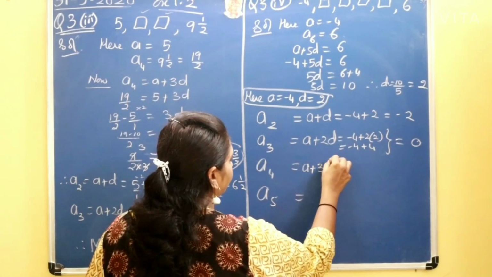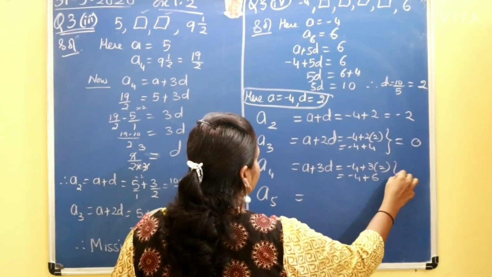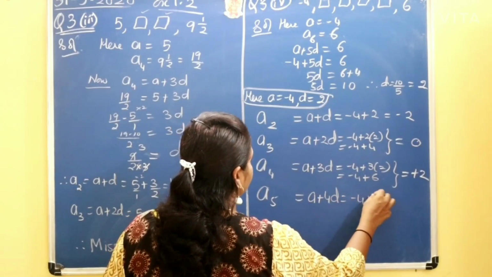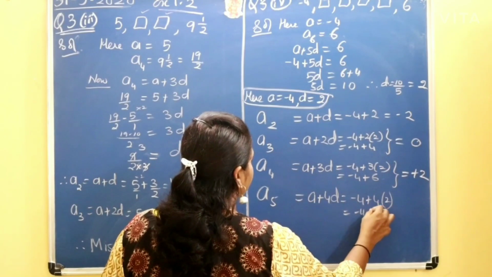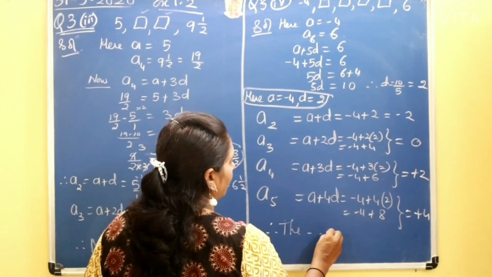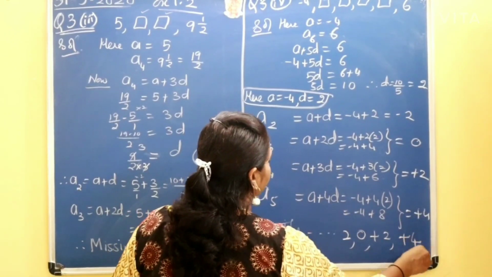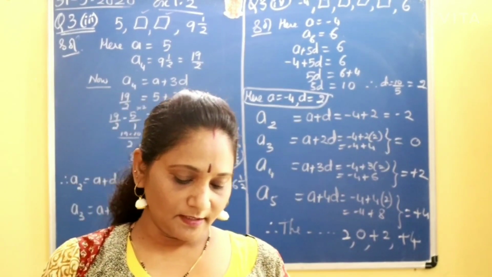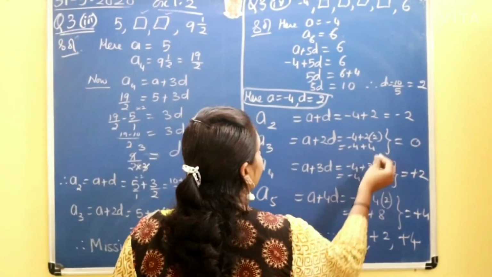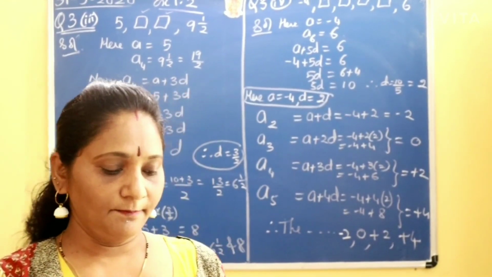A4 is A plus 3D, -4 plus 3 into 2. You get -4 plus 6, this is plus 2. A5 is A plus 4D, -4 plus 4 into 2. You get -4 plus 8, that is plus 4. Therefore, the missing terms are -2, 0, plus 2 and plus 4. The first one, A2, is -2.